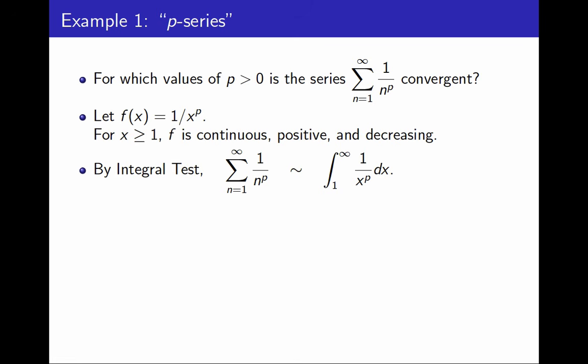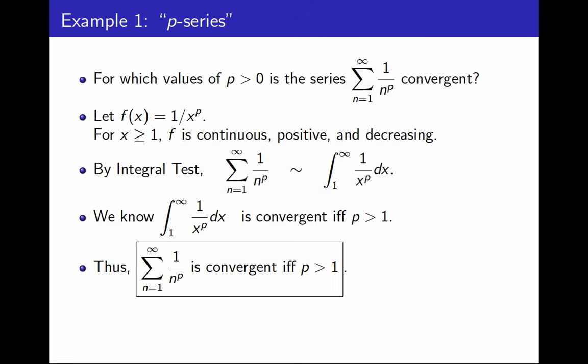Because we already know what the answer is for the improper integral. We know that this improper integral is convergent exactly when p is greater than 1, and infinity otherwise. I will add a link in the description of this video to the video where I proved that for improper integrals, but it's an easy calculation. Just find the antiderivative and take the limit. Therefore, by the integral test, we get exactly the same result for the series. And that's it. Now we have a new large family of series that we know to be convergent or divergent.